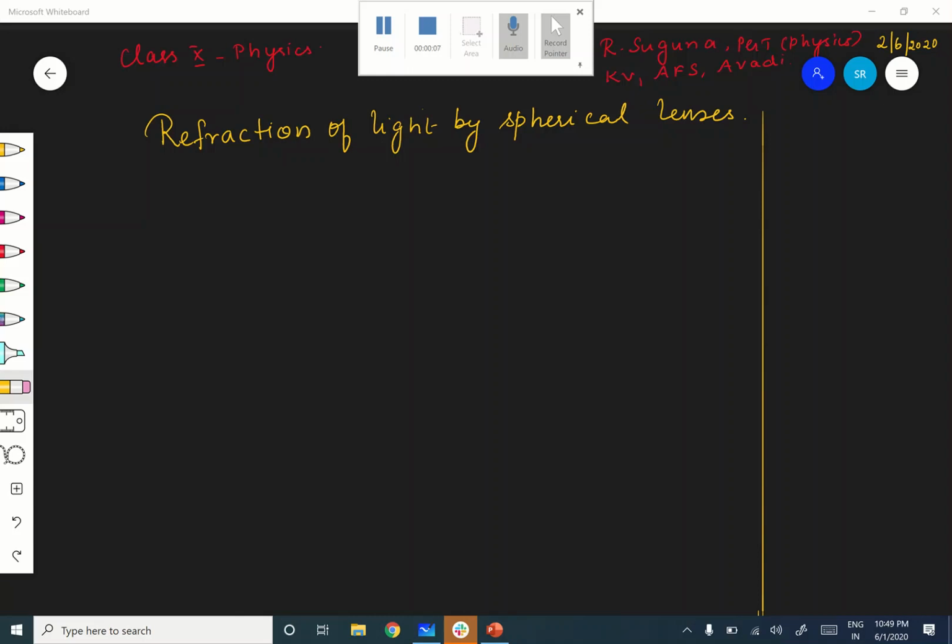Before going to today's topic, I just want you to recall the previous concepts that you have learned. In the previous class, number one, we learned something about refraction. So what is refraction? Refraction of light.